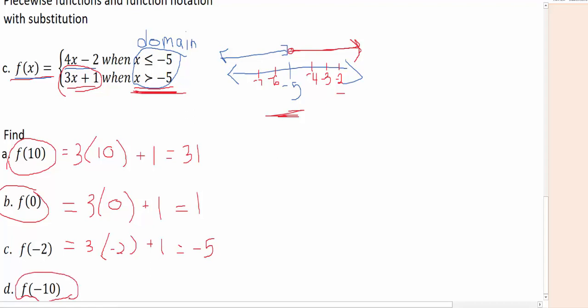F of negative 10, so obviously negative 10 is on this side of negative 5. So that is the first time we're going to use this top function, because negative 10 is less than negative 5. And so this, remember, is our domain. So we're going to plug negative 10 in for x. So we have 4 times negative 10 minus 2.